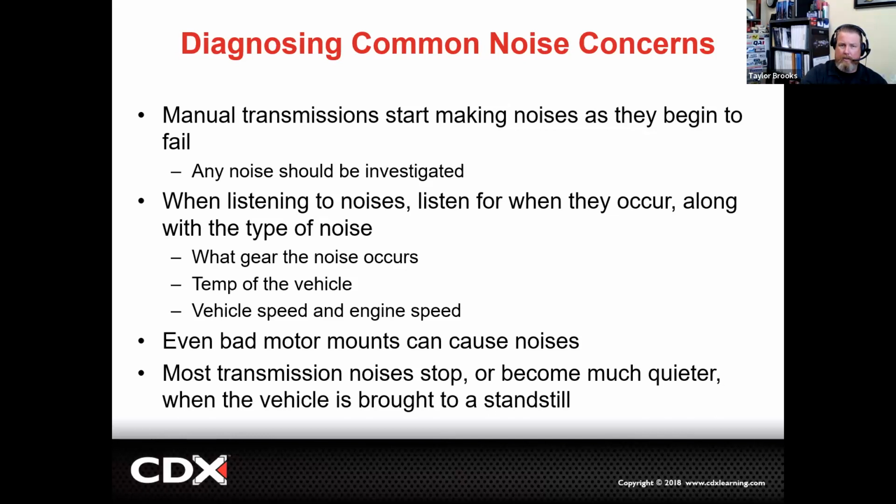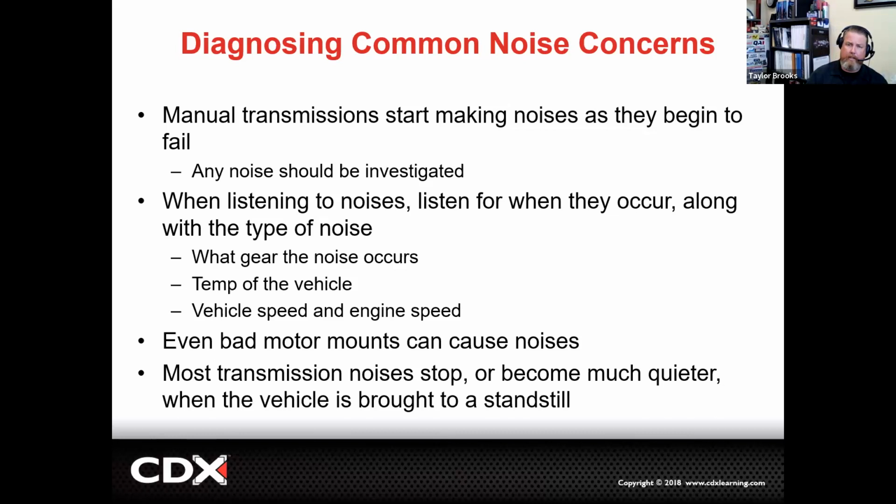Oftentimes, the transmission will tell you if there's an issue coming up first by talking to you, by going, "Hey, there's something going on." We do not have the luxury, like an automatic transmission, where we can look at diagnostic trouble codes. We do not have that. The electronic sensors on a transmission are basically going to fall in line with the neutral safety switch, a reverse solenoid or reverse light switch, and possibly a skip shift solenoid. That's really it. Everything else is going to be all manually done.